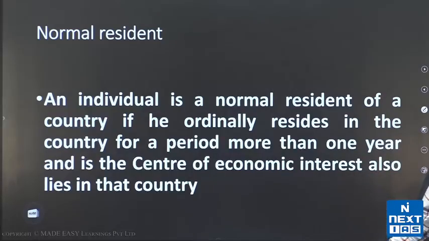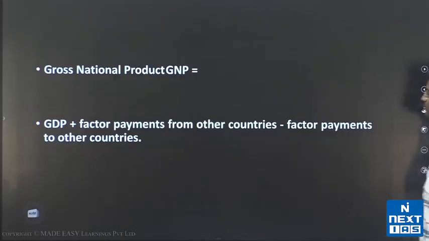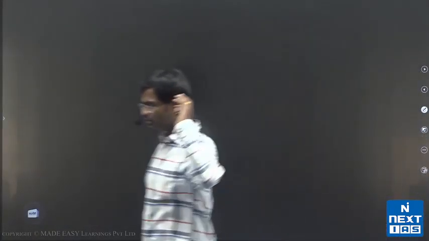Next point. GNP is equal to GDP plus net factor income from abroad. Write the next point: GNP is used for national income calculation purposes.